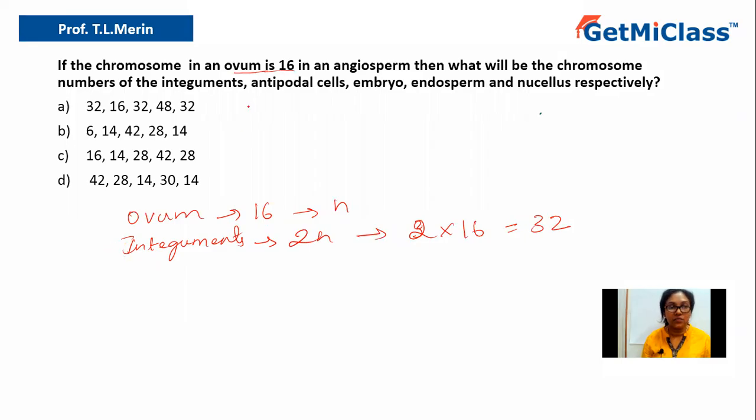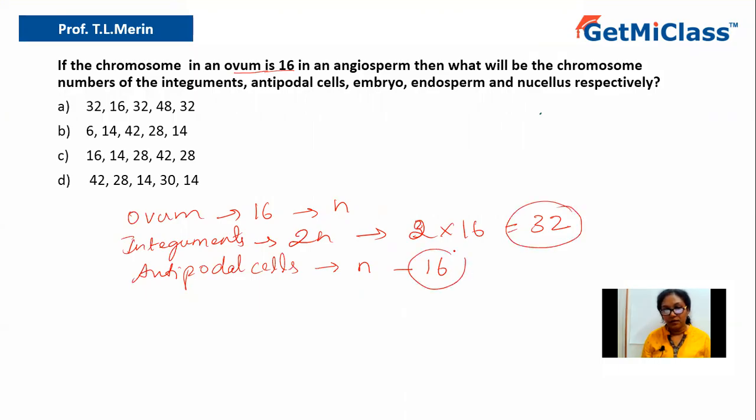Next is antipodals. What are antipodals? Antipodals are haploid cells present in the chalazal region, opposite to the micropylar region. So these are haploid in nature. Haploid means these are again 16, because N, the ovum, is 16. So antipodals also are haploid and will be 16. So for the integument we got 32, for antipodals we got 16, and then comes the embryo.